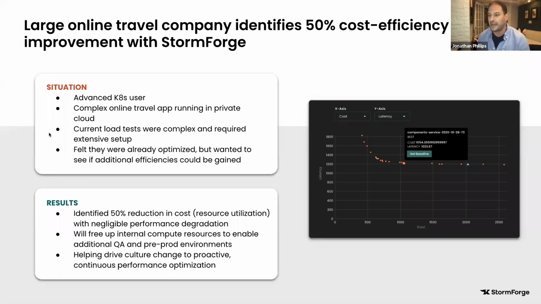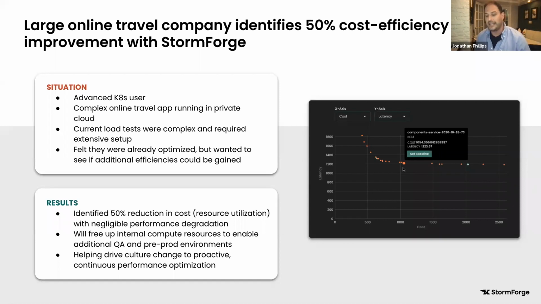The results were staggering. We identified over 50% reduction in cost based on what their current baseline was set at. So this was the current configuration. We were able to identify the optimal configs based on what we were tuning. So in this case, it was cost versus latency. And through getting the optimal configuration for this one particular application, we were able to distribute that across multiple applications. And what we were able to achieve was not only the 50% reduction in cost, but we were also able to really lower the latency and make sure that we were able to free up the internal compute resources to enable additional QA and pre-prod deployments.